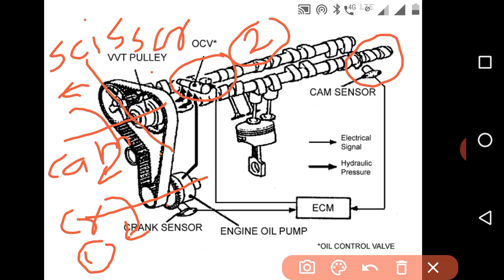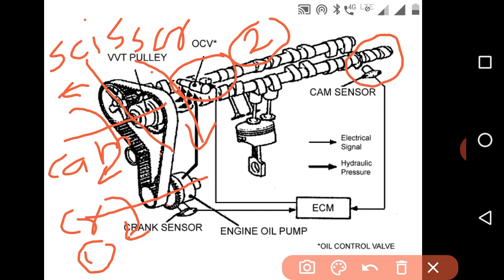At the same time, the engine control unit will give the signal to the oil control valve. If the crank is moving with lower speed, the oil control valve will apply the oil pressure in the same direction in which the crank is moving. Due to that, the camshaft will rotate at higher speed.